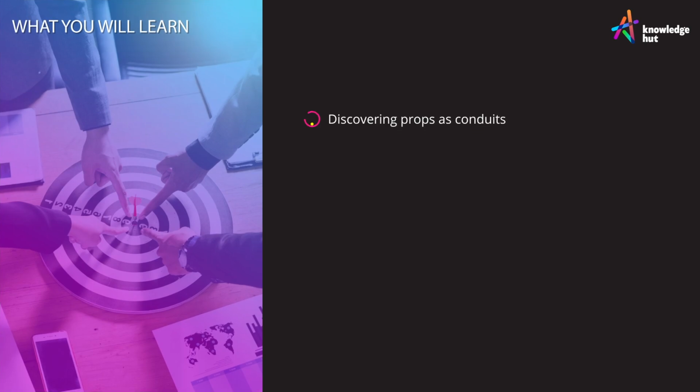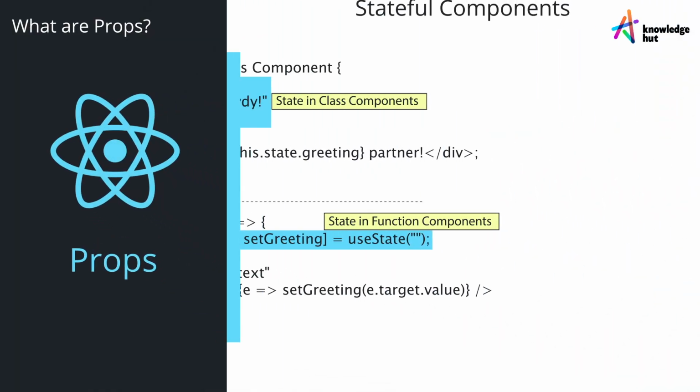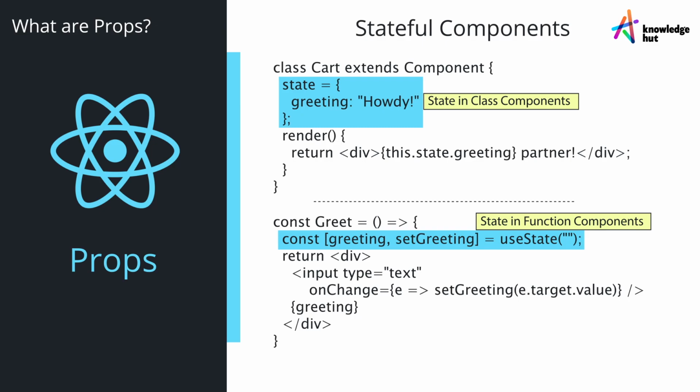In this video, we'll discover props, which act like conduits letting parent components pass data to child components in a one-way data flow. Let's get started. In the last two videos, you saw how stateful components can be created and used.